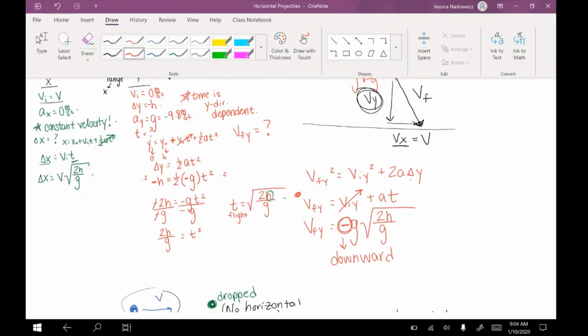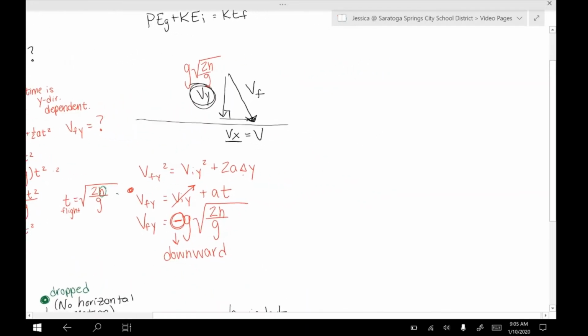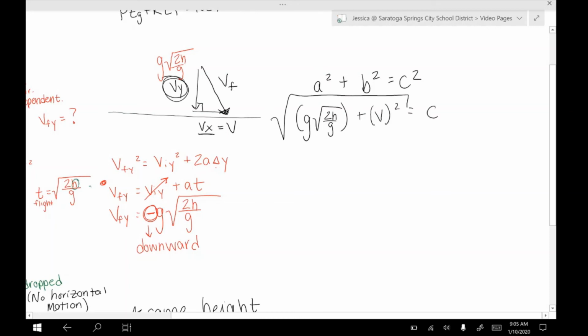Now the way to figure out what this resultant final velocity is, is to remember that those two vectors of velocity form the two legs of a right triangle. So the actual resultant final velocity is the hypotenuse. That means we can use the Pythagorean theorem to find the final velocity. So I can use a squared plus b squared equals c squared. Let's say a is the y component and b is the x component, c is what I'm looking for. So we have to square root all of that.